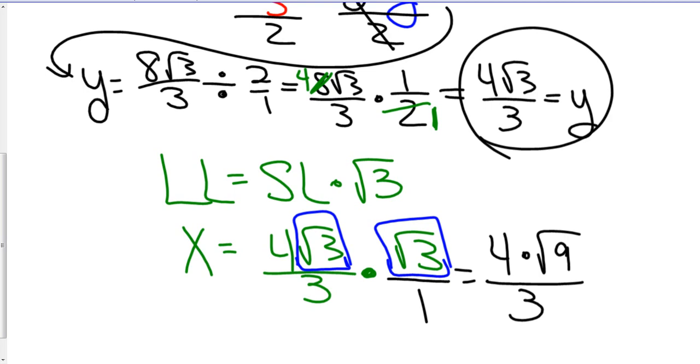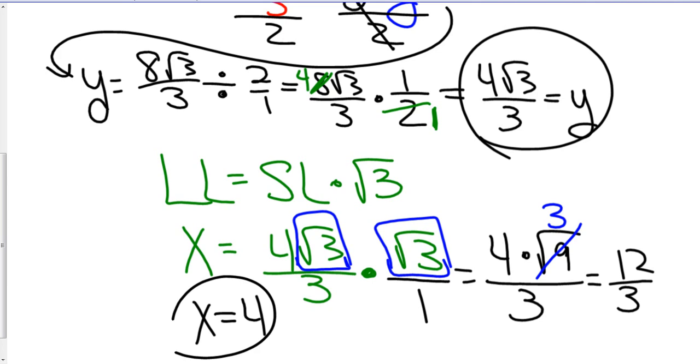Well, I can reduce this radical 9. This radical 9 is a 3, right? Square root of 9 is a 3. So this is really 4 times 3 over 3, or 12 over 3. And so my x, my variable for my long leg, that's a 4. Okay, so that takes care of the first problem.